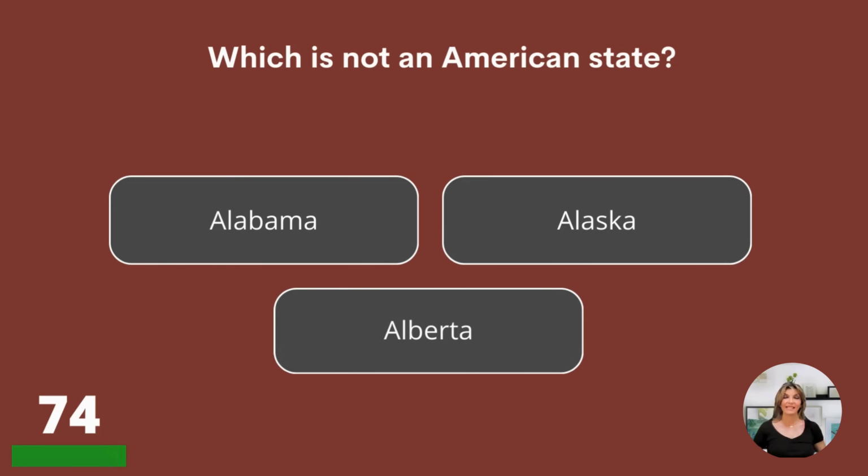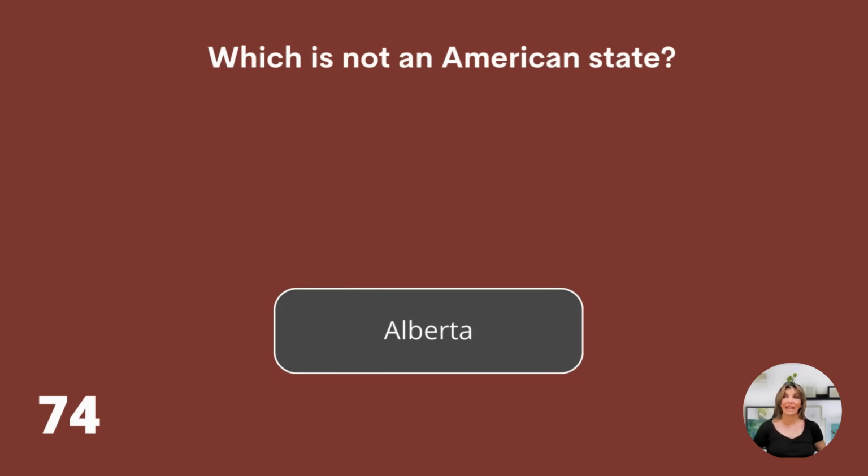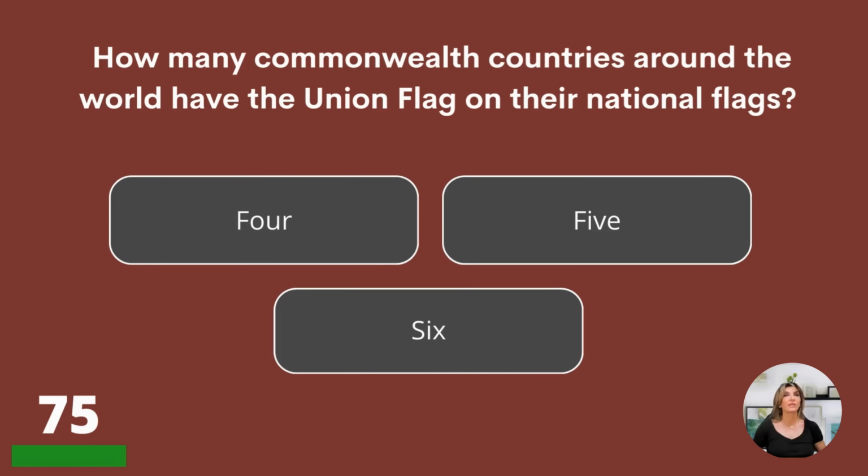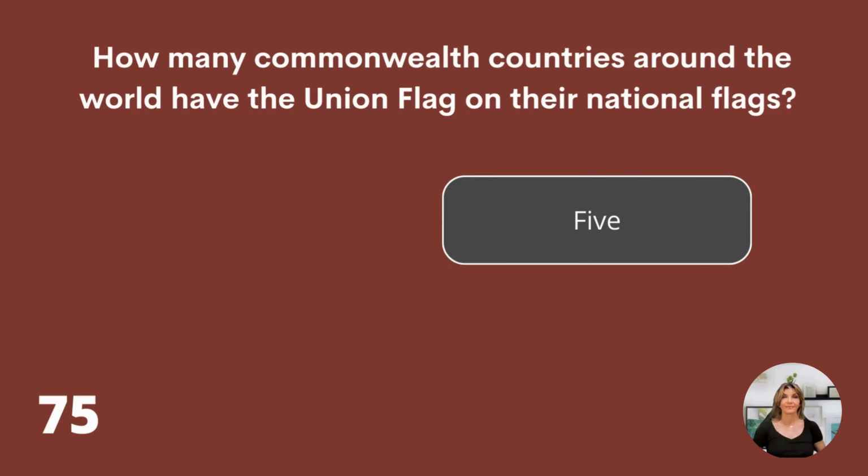Which is not an American state? Alabama, Alaska, or Alberta? Alberta. How many Commonwealth countries around the world have the Union flag on their national flags? 4, 5, or 6? Five.